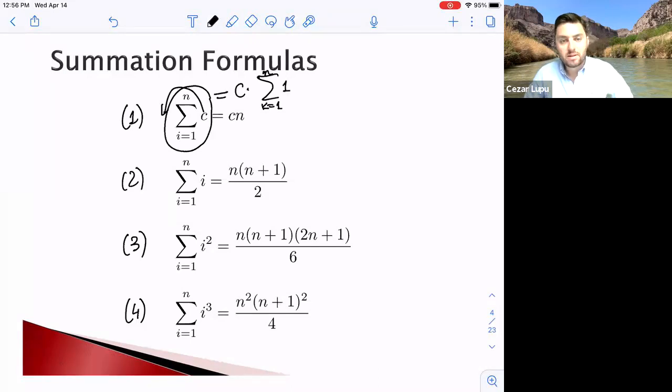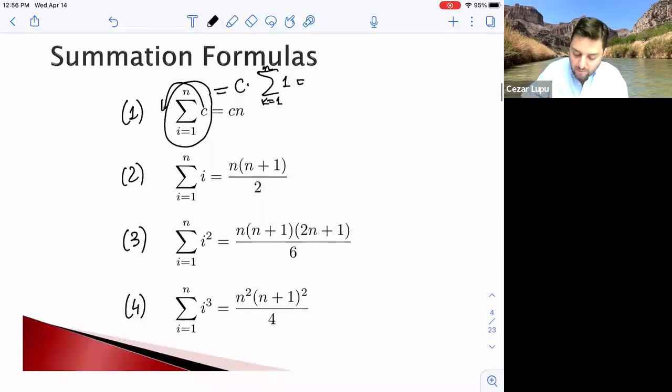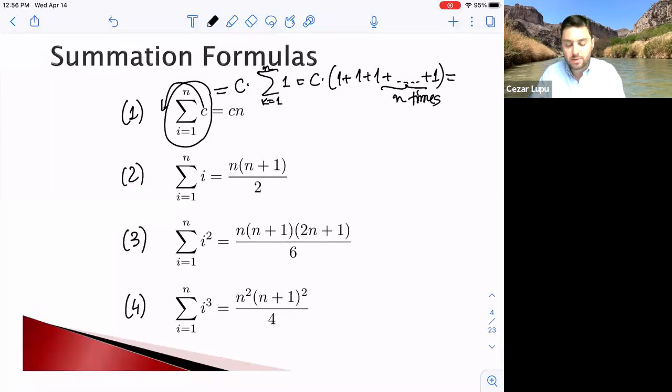So it means sum up 1, 1, 1, n times. So this is c times 1 plus 1 plus 1 plus, and we go all the way plus 1. How many times? Well, it says n times. So 1 plus 1 plus 1, n times, is n, so it's c times n. And there you go. Right? Does this make sense?